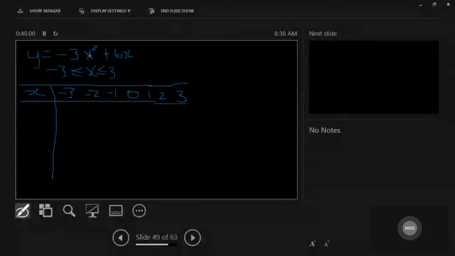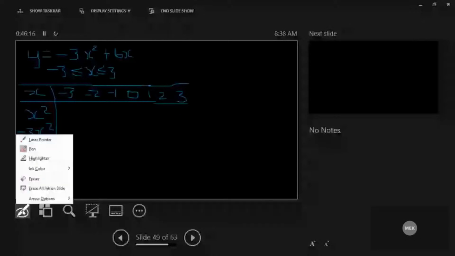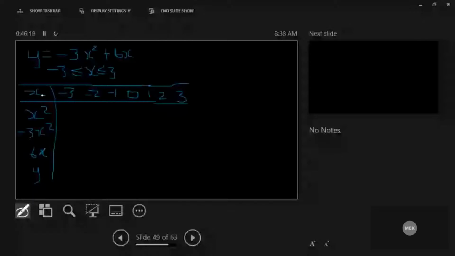And we're going to have our x squared. So we start with our x squared. Then we're going to have the minus 3x squared and 6x. And that will give us our y values. So squaring these x values, negative 3 squared is 9, negative 2 squared 4, negative 1 squared is 1, and we repeat these.